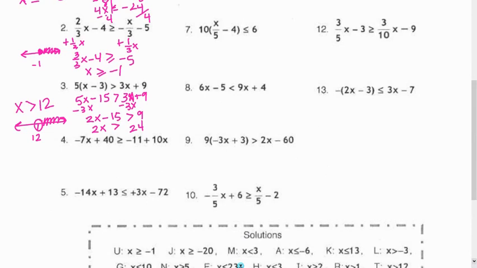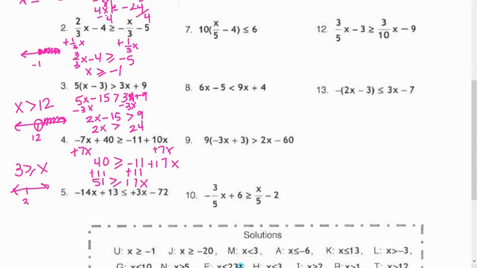Next one, I'm going to add 7x to both sides. I'm going to add 11. So I get 51 greater than or equal to 17x. When I divide both sides by 17, I get 3 greater than or equal to x. This would have a solid circle and go towards the right.